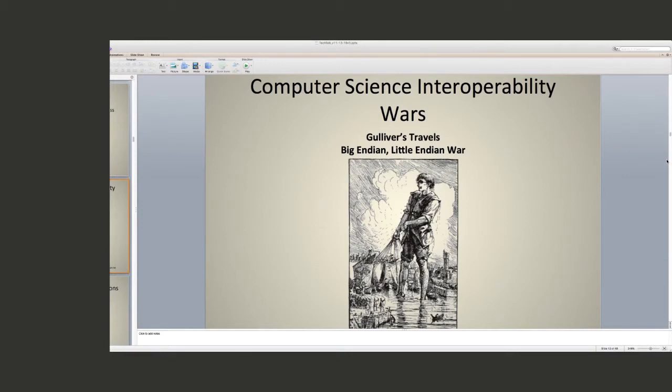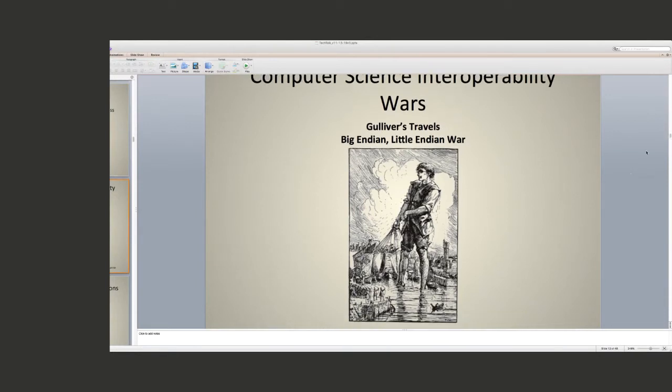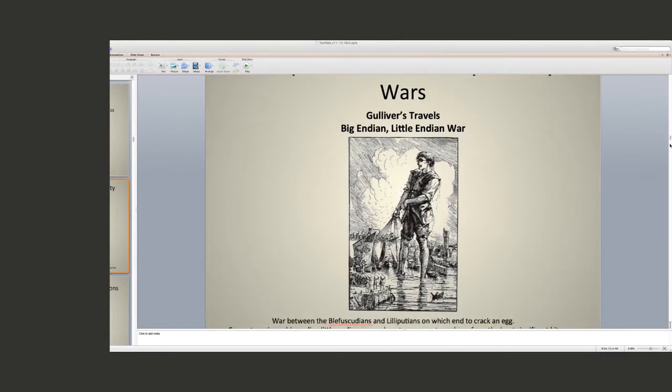So it's in Gulliver's Travels. The Big Endian, Little Endian War is the war between the Lilliputians and the Blefuscudians. And the reason for the war is that the Lilliputians crack their egg at the little end, and the Blefuscudians crack their egg at the big end. Point being, it was a war of no importance. I mean, it was hubris for these two sides to be fighting, and Gulliver brought them together.